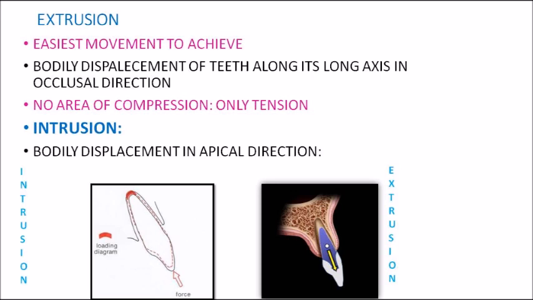Now what happens in intrusion is diametrically opposite to extrusion. The tooth is displaced in the apical direction. So there is a bodily displacement of the tooth in the apical direction in intrusion. Please note that this is one of the most sensitive tooth movements, because as you can see in the picture on the left side, where an intrusive force is given to a tooth, the loading or pressure is felt only in a very small apical area. Please look at the red marked area. That is the area where the load is felt, distributed over a very small area.